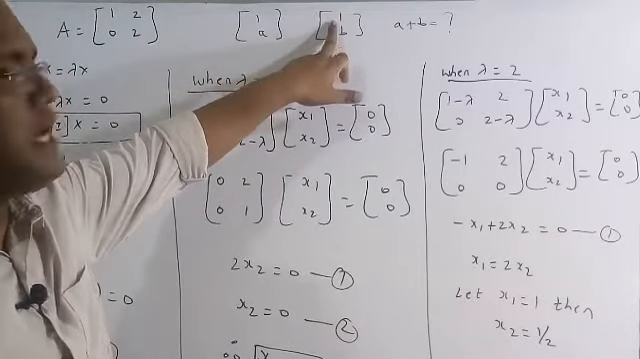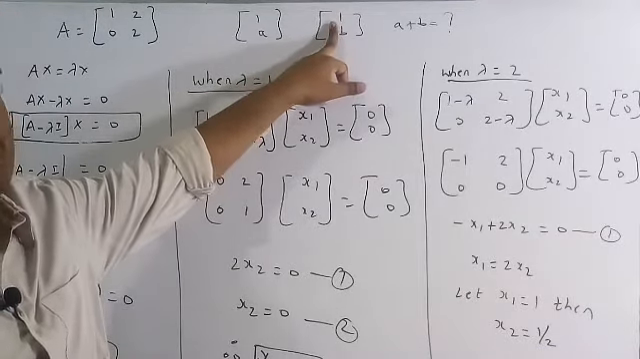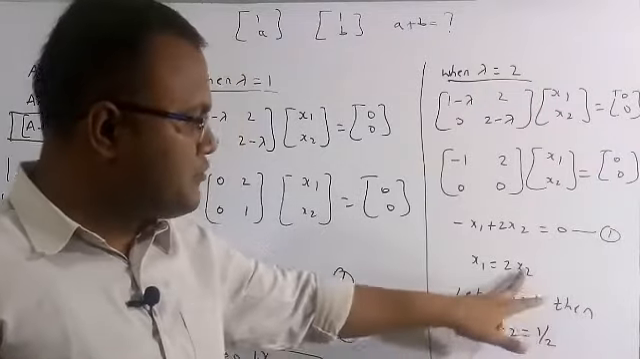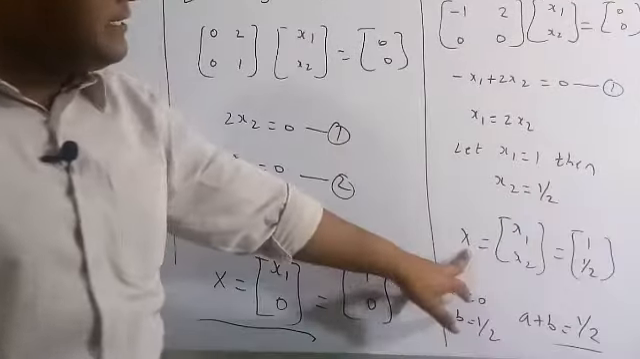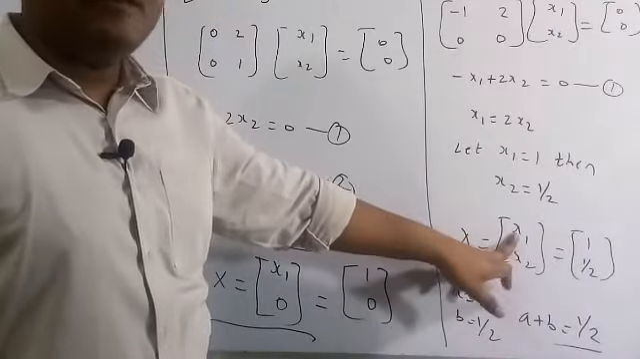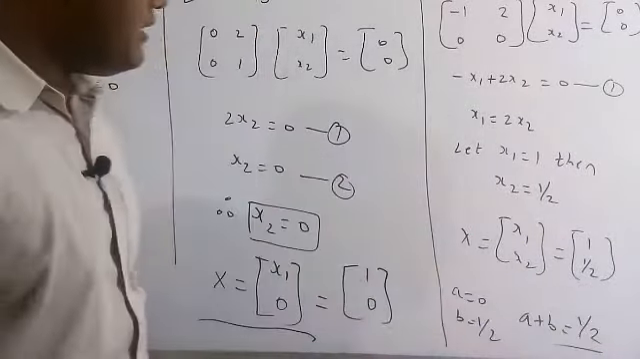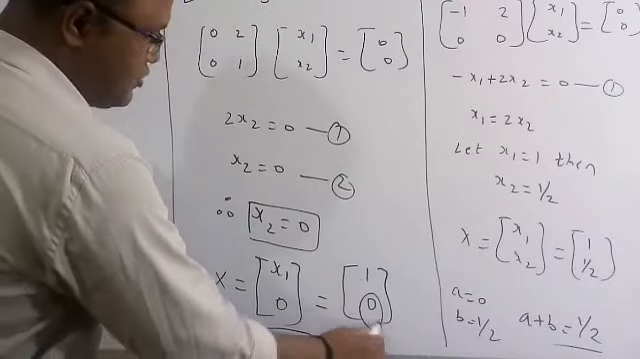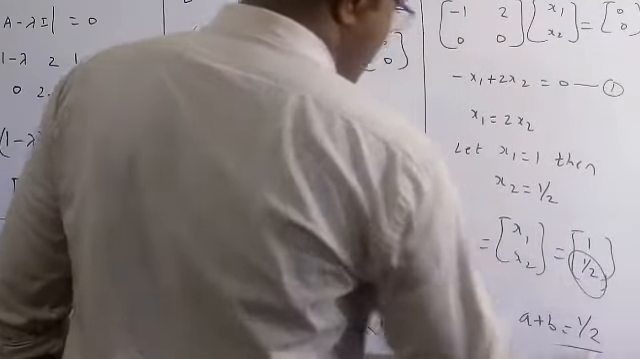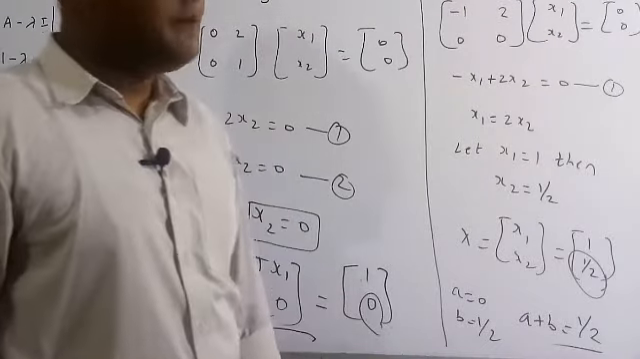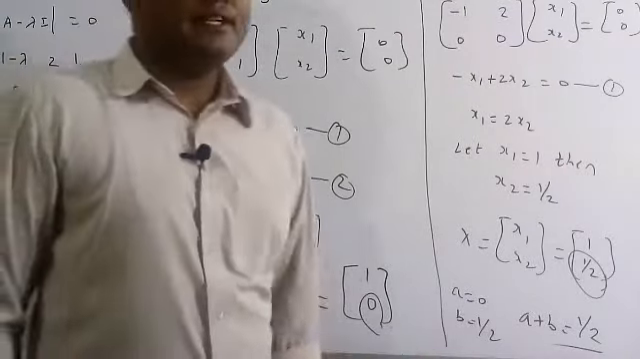So the upper part has to be always 1. Let x1 be equal to 1, then what will happen to x2? So x2 is equal to half. So x is x1, x2, where x1 is 1 and x2 is half. If you see carefully, a is equal to 0 and b is equal to half. So if you do the addition, a plus b is equal to half, which is the correct solution of this question.